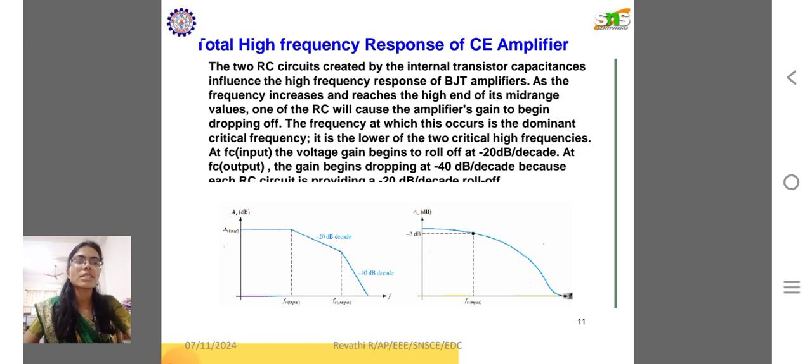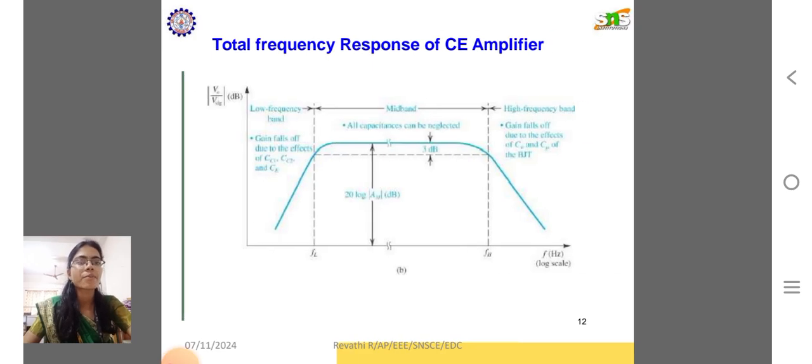The two RC circuits created by the internal transistor capacitances influence the high frequency response of a BJT amplifier. As the frequency increases and reaches the high end of its mid-range values, one of the RC circuits will cause the amplifier gain to begin dropping off. The frequency at which this occurs is the dominant critical frequency. It is the lower of the two critical high frequencies. At the FC of the input, the voltage gain begins to roll off at minus 20 decibels per decade.